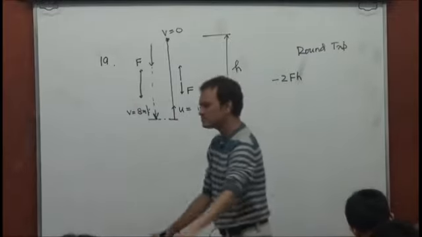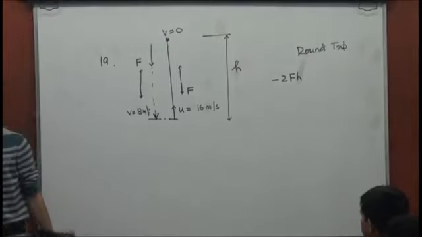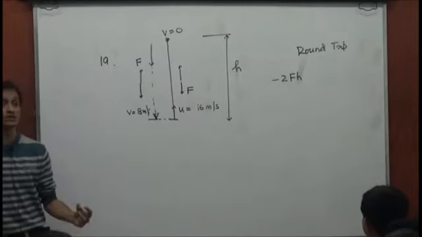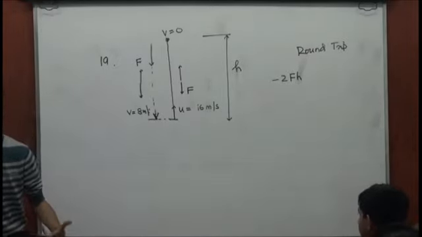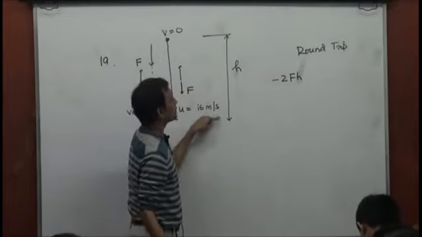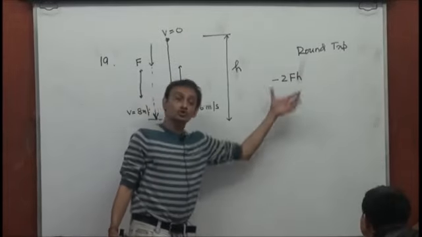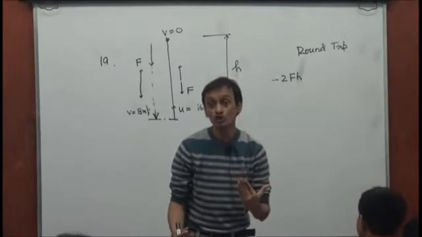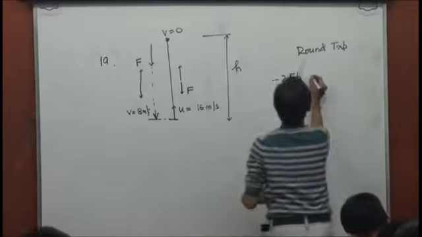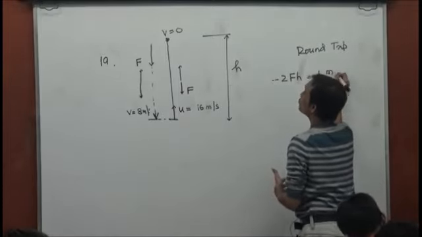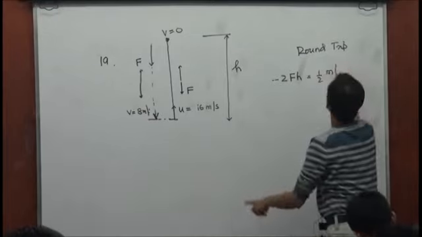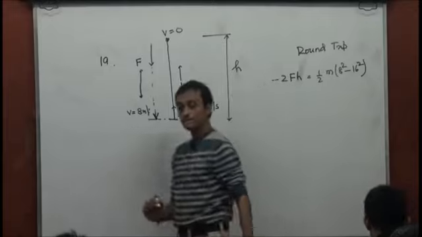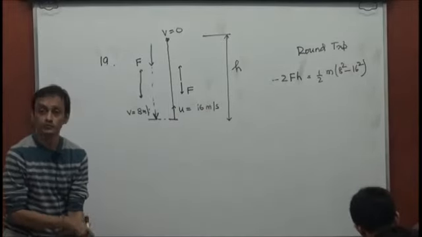What's the work done by gravity? 0. In a round trip, it's a conservative force field. So work done in a round trip by the force of gravity would always be 0. So going up and coming down, work done by gravity is 0. So this is the only force doing work in a round trip, net work, and this must be equal to the change in kinetic energy. So this must be equal to half of m into v squared minus u squared, 8 squared minus 16 squared. Yes or no? Okay.